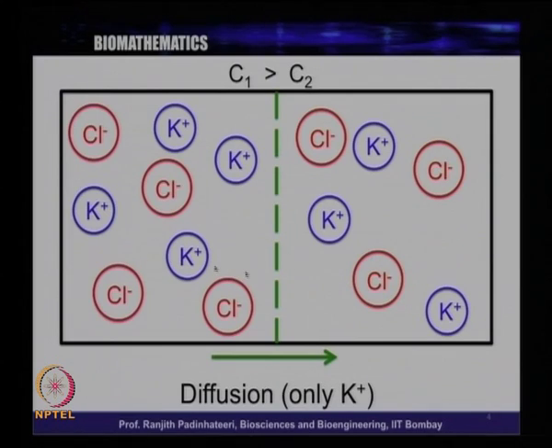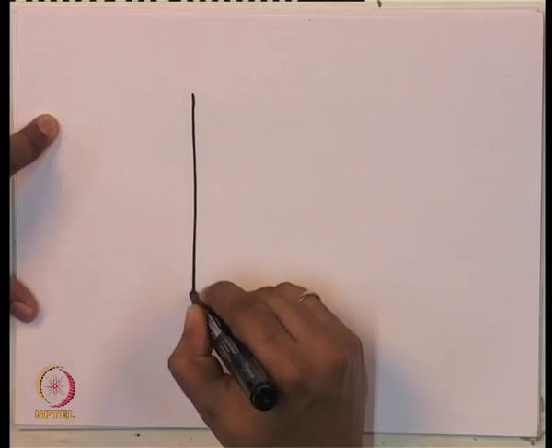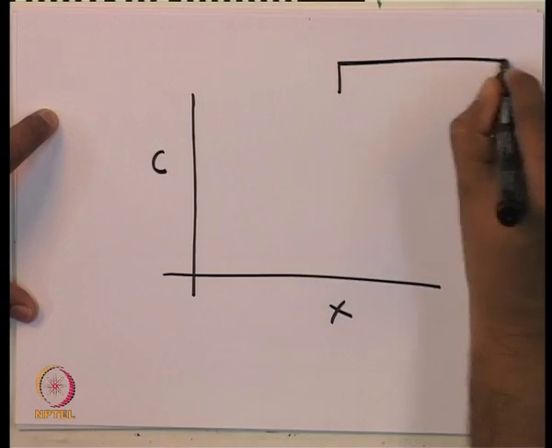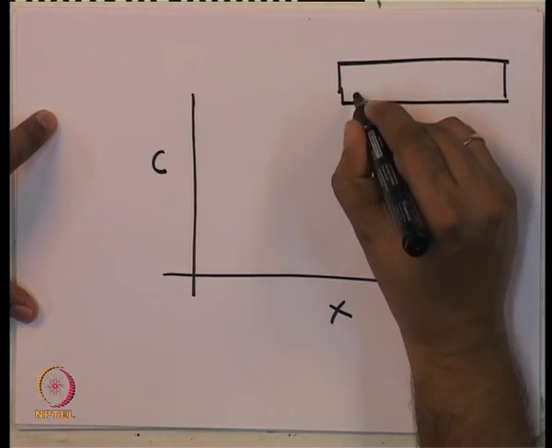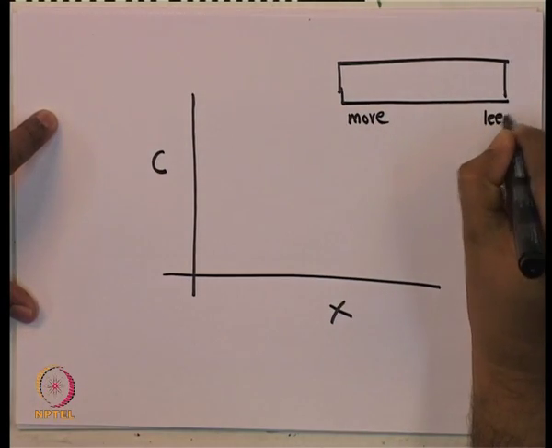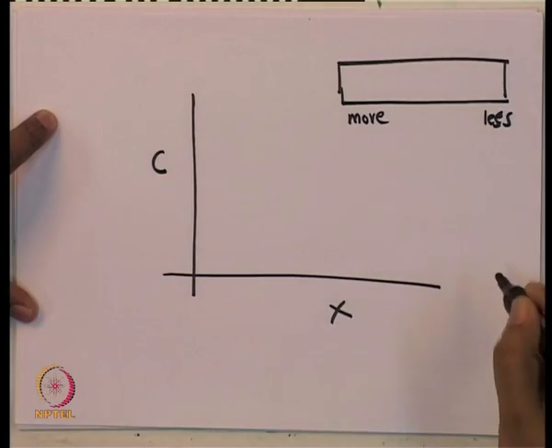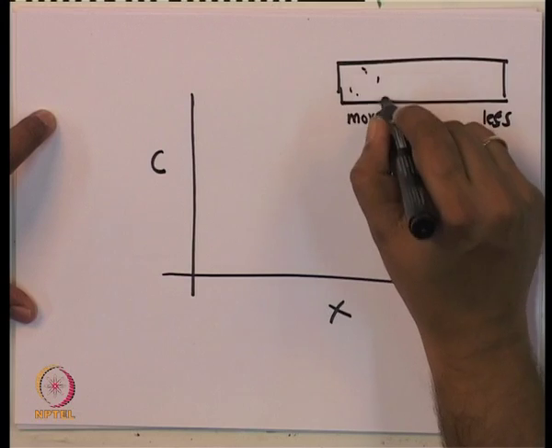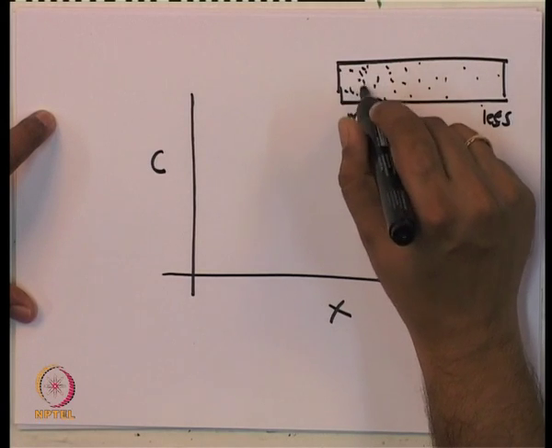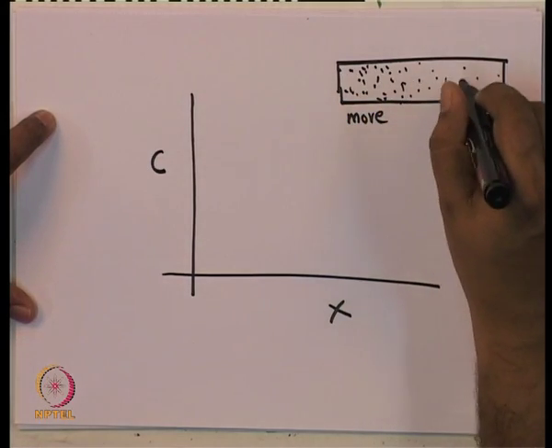Before that, let us understand a bit more about the concentration. You can see that concentration decreases as we go from here to here. So, let us plot, for a minute, the concentration against the x axis. More concentration here, less concentration here. What does it mean? There are a lot of particles here and fewer particles here. There are many ions here, and as it goes it will be less and less.